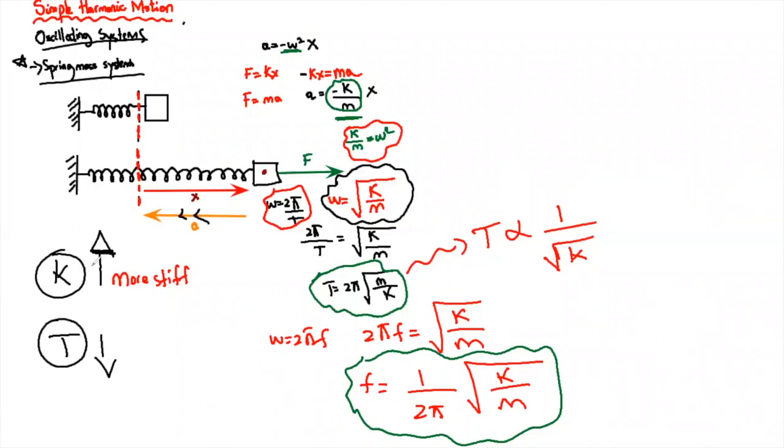Or if my K goes up, my T is going to go down. So it's just an interesting relation that you can derive from these formulas. If I suddenly decided to use a stiffer spring here, my time period would be lesser. And if I used a less stiff spring with a smaller K, then I would get a larger T. So I hope you understand this relation. And that's it for the spring mass systems.